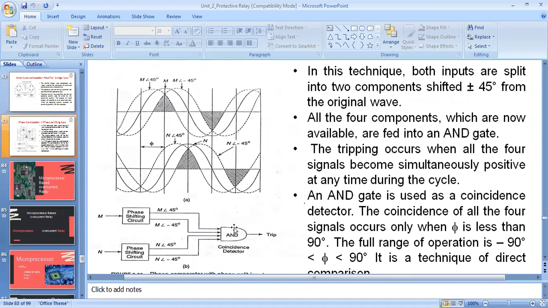So here they were using AND gate logic. AND gate means all the inputs should be 1. Then only it will give the signal to the trip circuit, because when all inputs are 1, the output will be 1. If any one input is 0, your output will be 0.